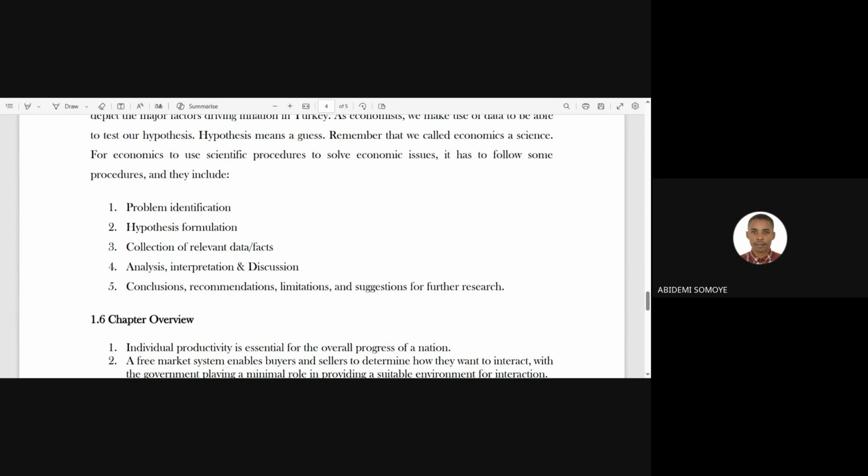So in economics generally, like I mentioned, we need a model. The reason why we need a model is because we need to solve a problem. And so we identify what the problem is. We try to guess what the outcome will be, which we refer to as hypothesis. We collect relevant data, we analyze, we interpret, and we discuss. And we conclude, recommend, and suggest areas for further research.